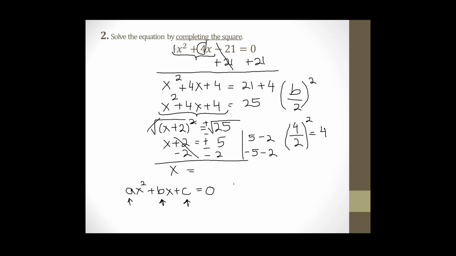So 5 minus 2 is just 3. And my second answer, negative 5 minus 2, is negative 7. So in my packet, that answer choice is D.